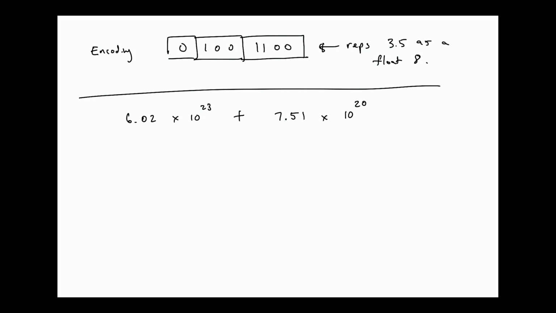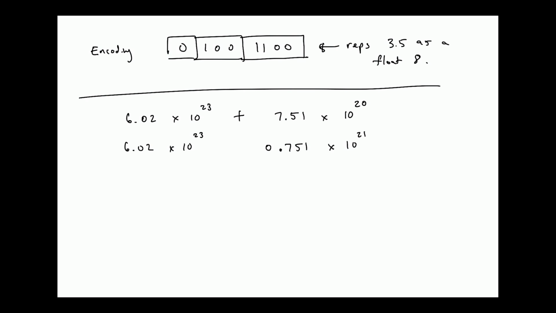Okay, so I need to make these exponents match. And in order for me to do so, I'll leave the first one alone. And then the second one, okay, remember our convention is that numbers that obey the rule of having one thing before the radix, we call those normal or normalized, okay? And so I'm going to deliberately denormalize the number. So what should it be? 0.751 times 10 to the 21st.